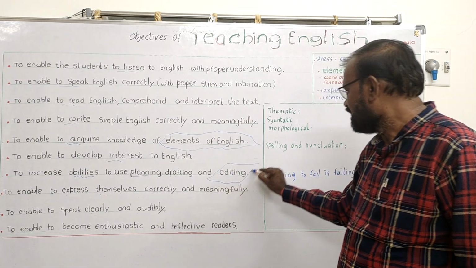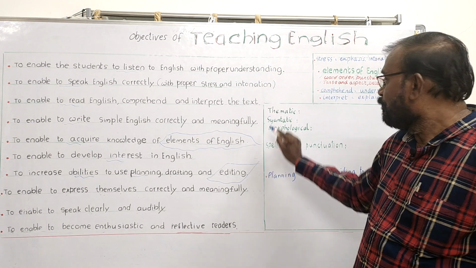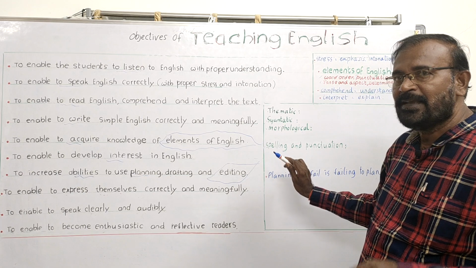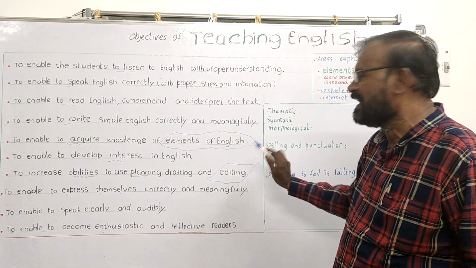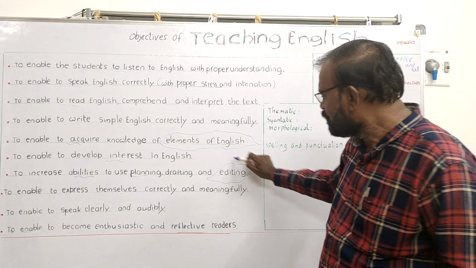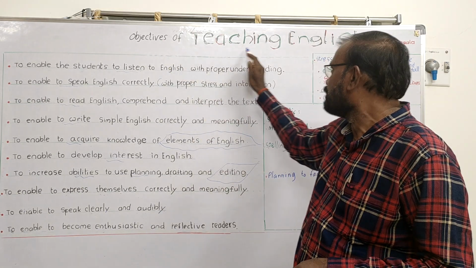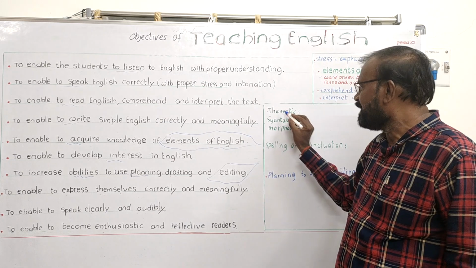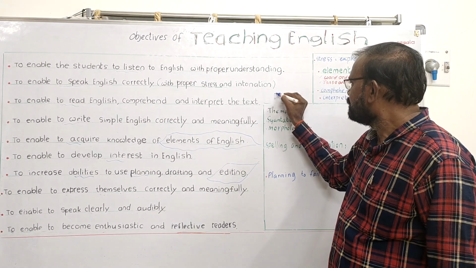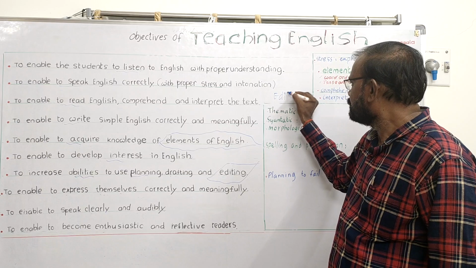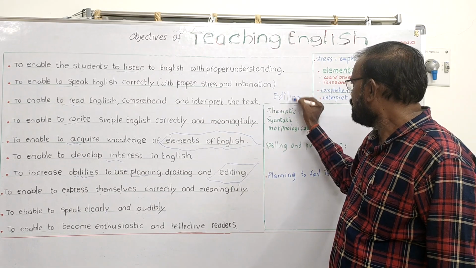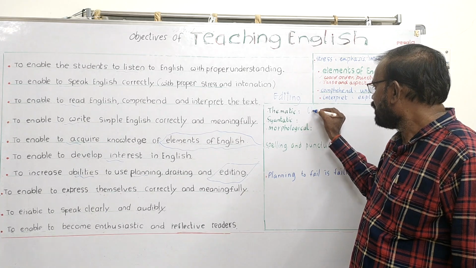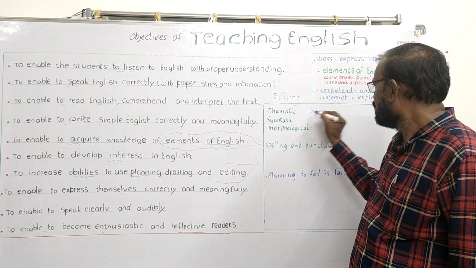What is meant by editing? Here we find 4 types of editing. They must know or they must get the knowledge of these editing. That is why it is also one of the major objectives of teaching English to the students. What are these? Thematic editing. Editing takes place in 4 steps. It is related to the theme.